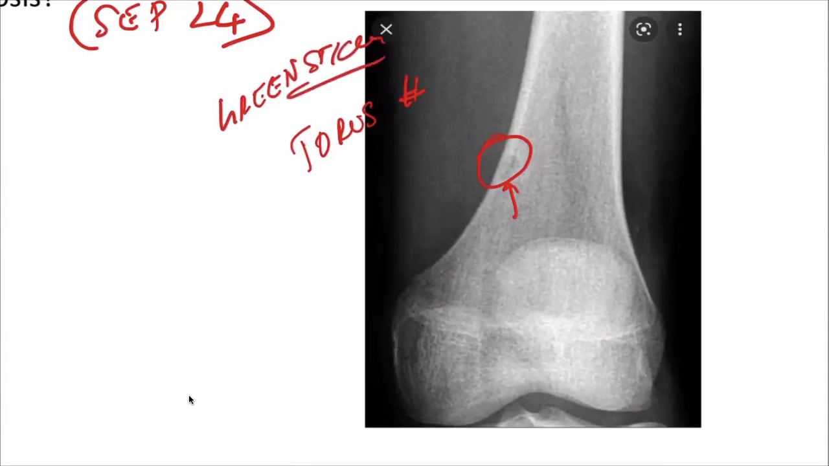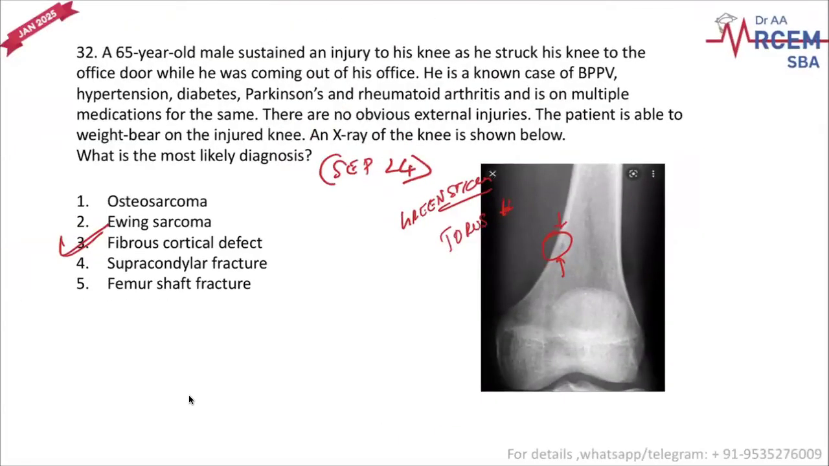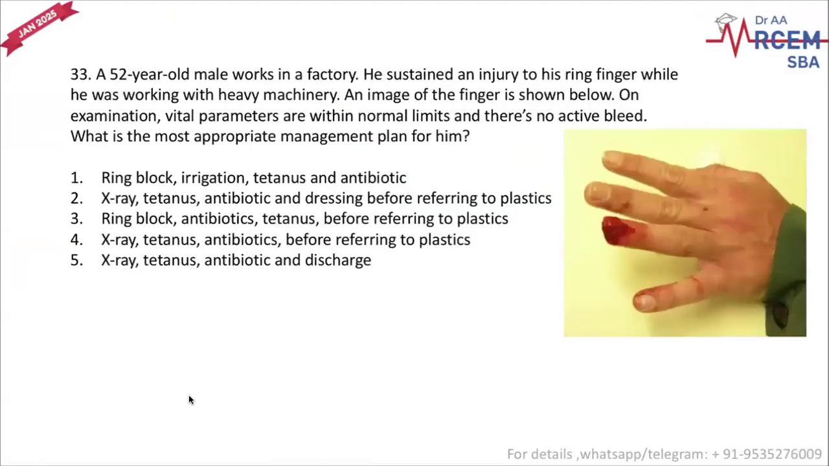Most of the time, it is an incidental finding. You're suspecting a fracture, you get an X-ray done, and there is a lesion like this. This is a fibrous cortical defect. Nothing needs to be done, and this is a benign lesion, basically seen because of bone healing. You just ask them to take some painkillers, everything will be fine. Do not worry. This is an incidental finding, and it is not caused by the trauma you had.